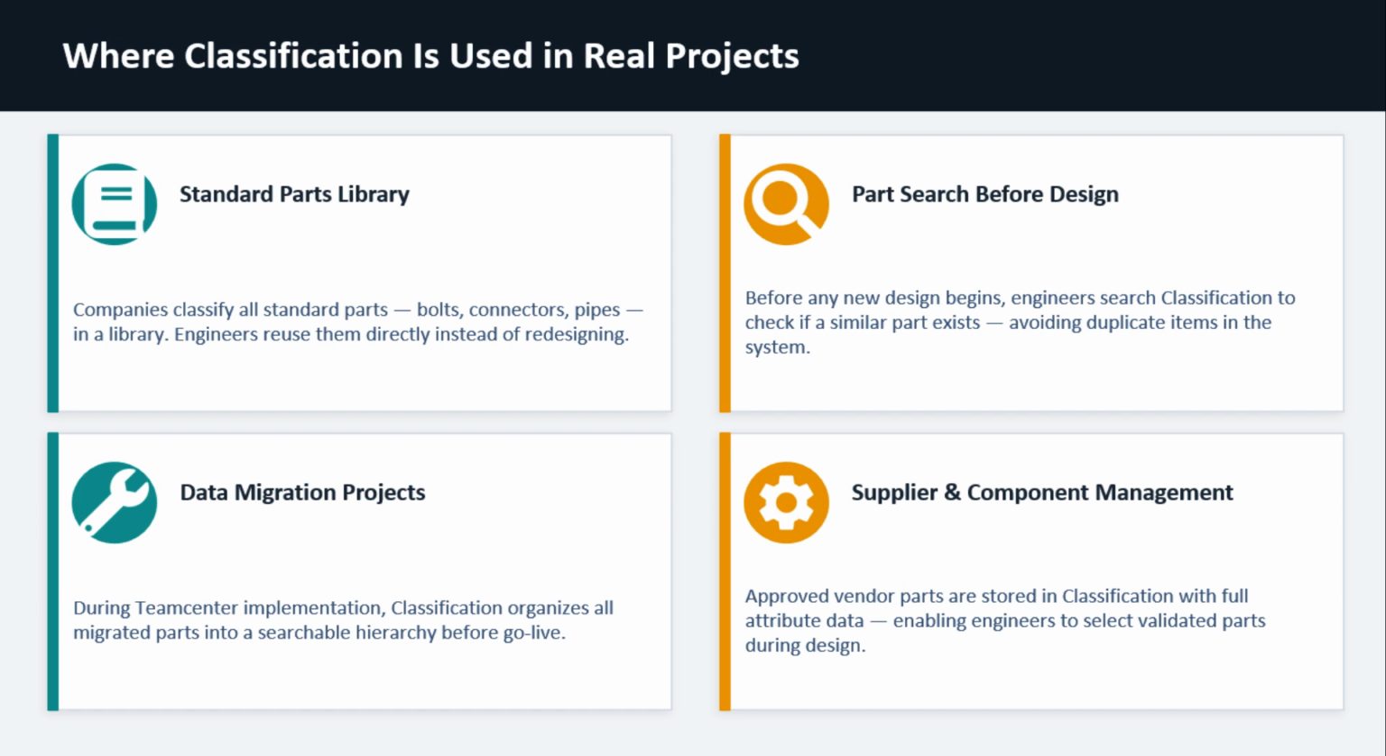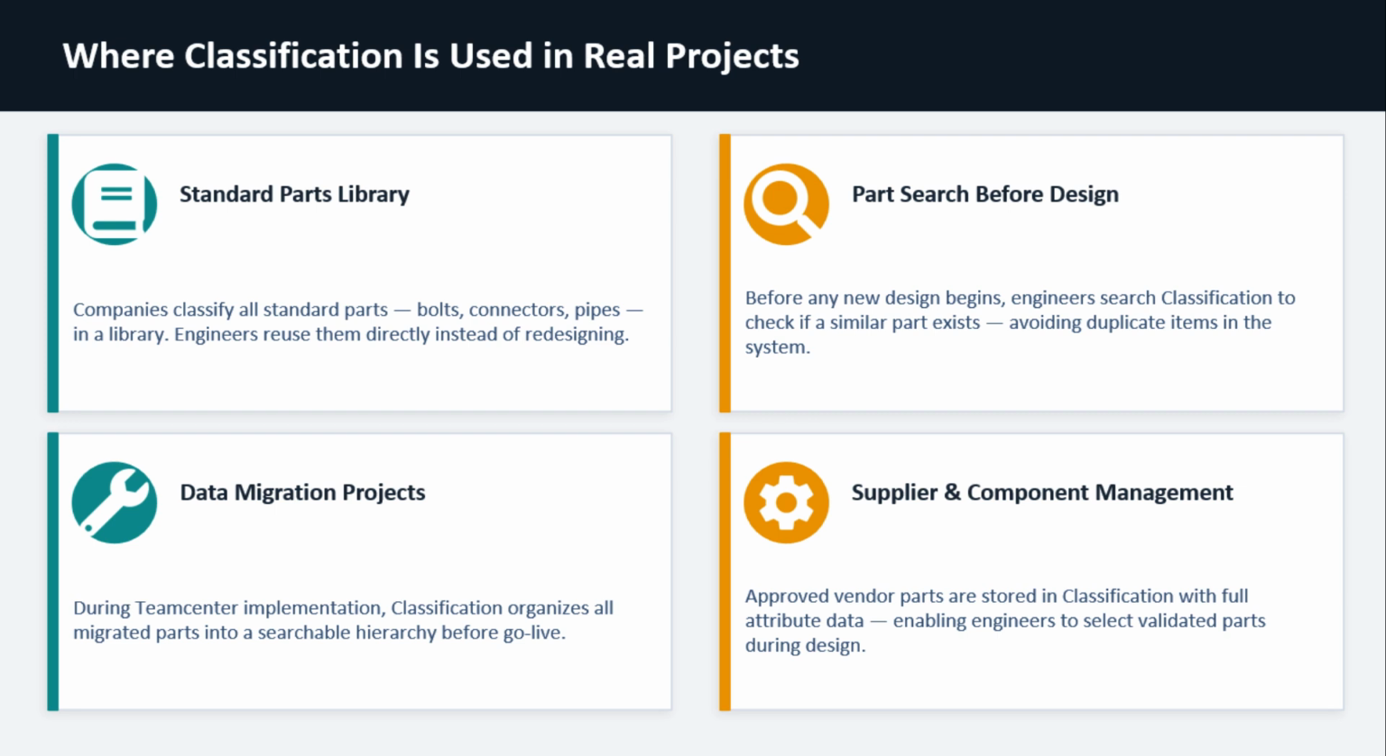Now, let's look at where classification is actually used in real Teamcenter projects. Standard Parts Library. Companies classify all standard parts, bolts, connectors, pipes into a library in classification. Engineers reuse these directly in new product designs. No one designs the same bolt twice. Part search before design. Before starting any new design, engineers search classification first to check if a similar part already exists. This is a standard practice to avoid duplicate items in the system.